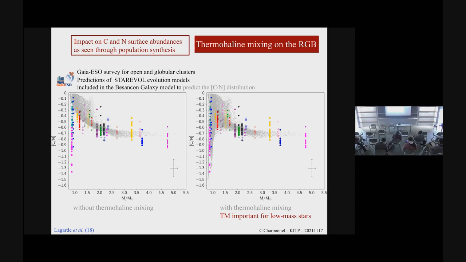Another question from the chat from Amanda Karakas. Sorry, I don't know how to say your name. Can you comment on the dependence of thermohaline mixing on the diffusion parameter? Any thoughts on how we can constrain it?